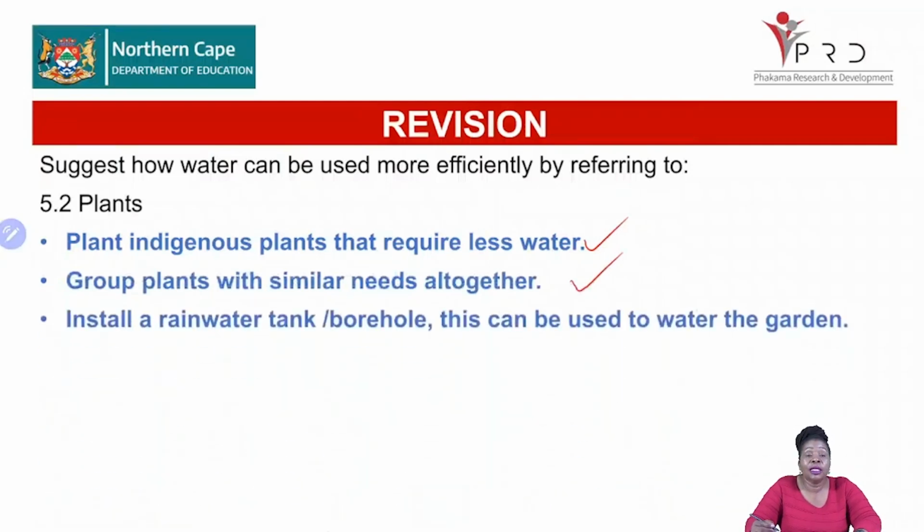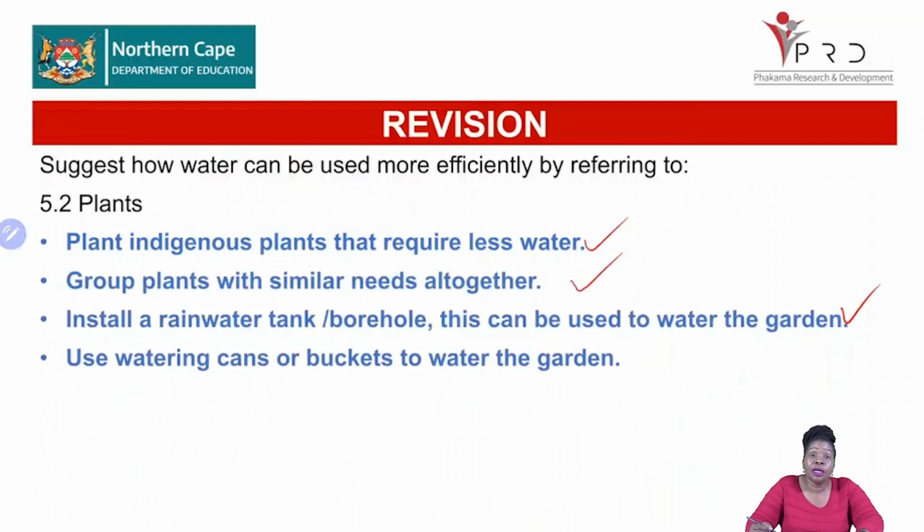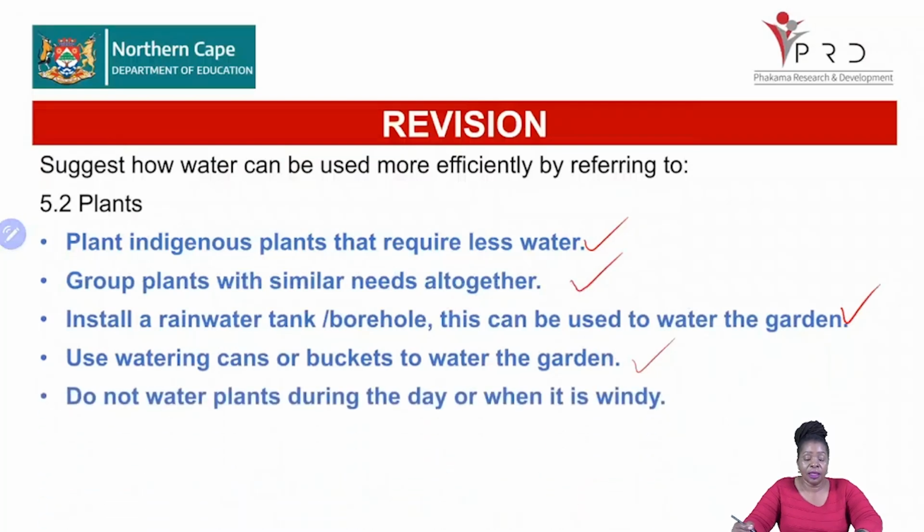And also install a rainwater tank or borehole, so this can be used to water the garden instead of using the municipal water that we have to pay for, right? And then use watering cans or buckets to water the garden instead of using a hose pipe or sprinklers, right? And then do not water plants during the day or when it is windy.